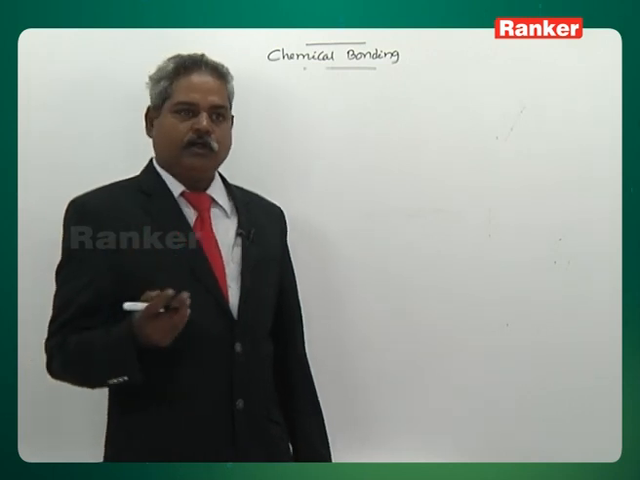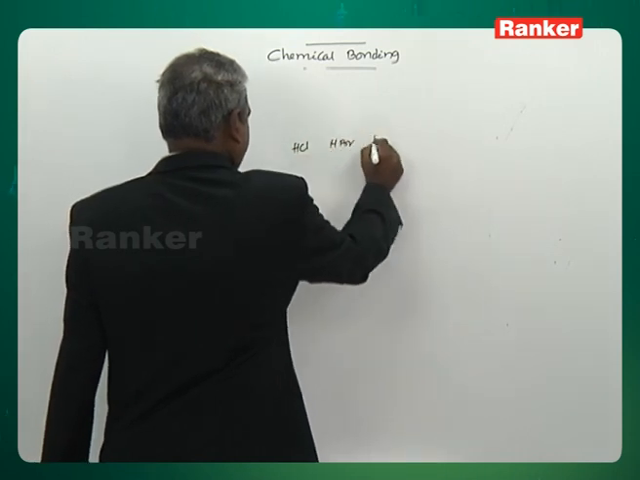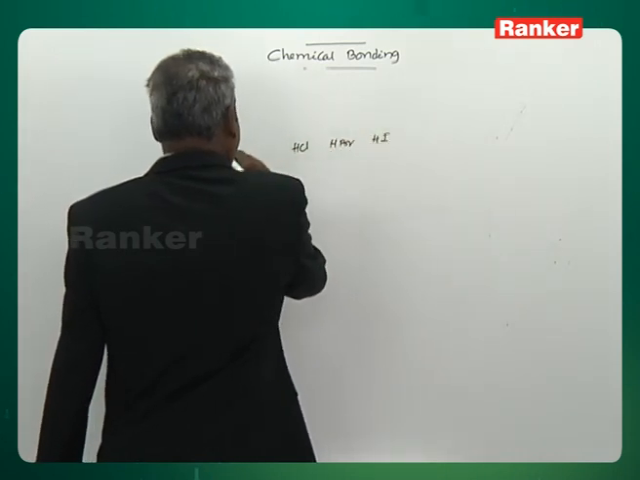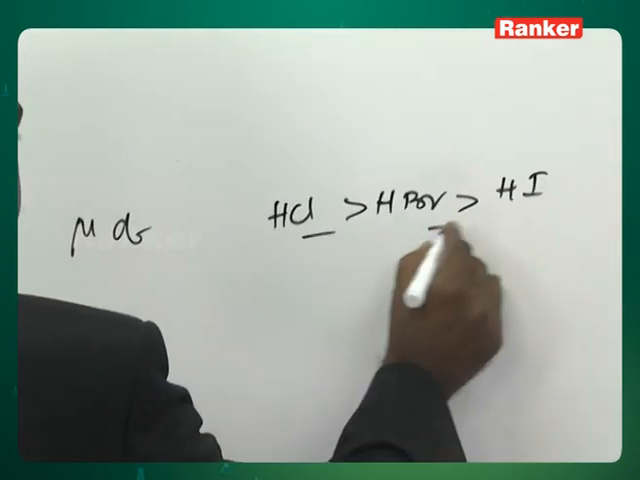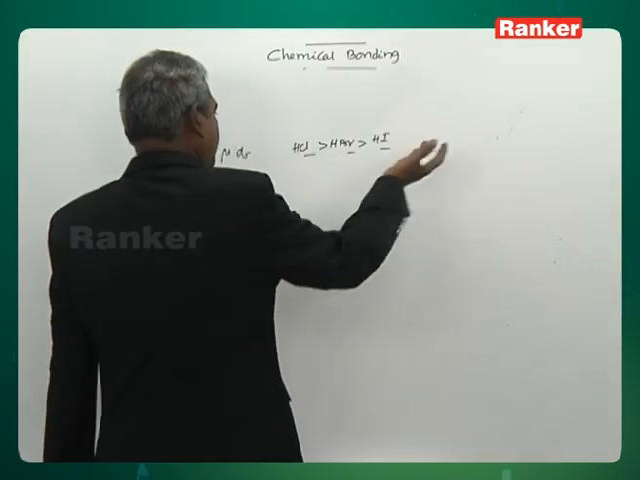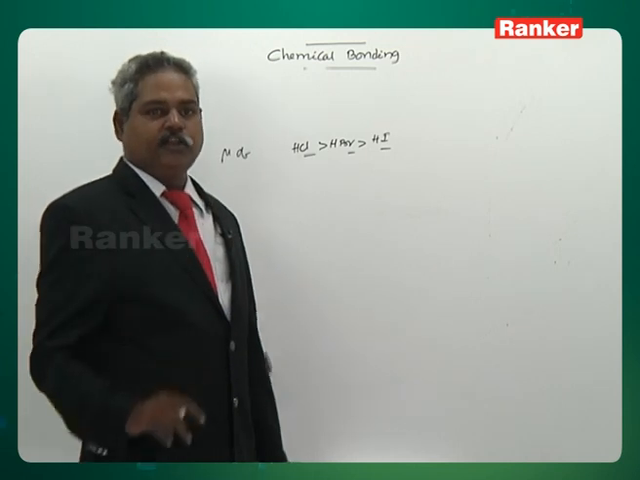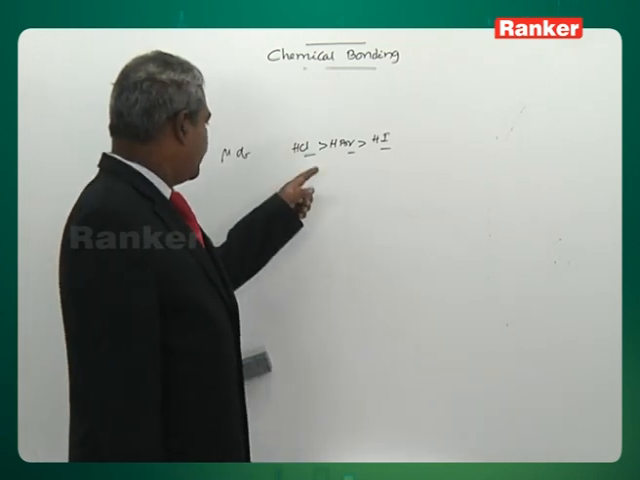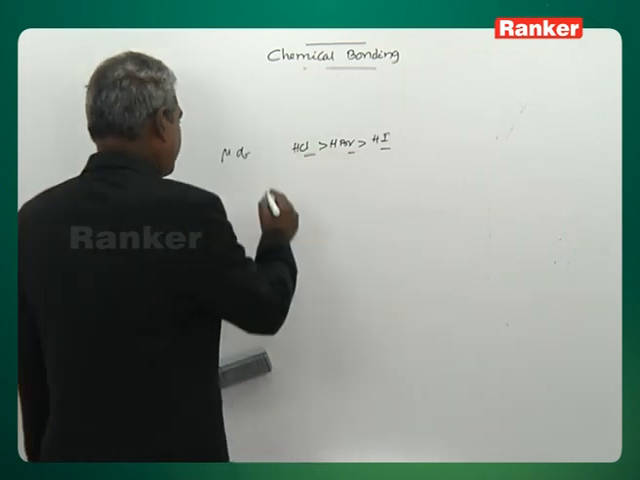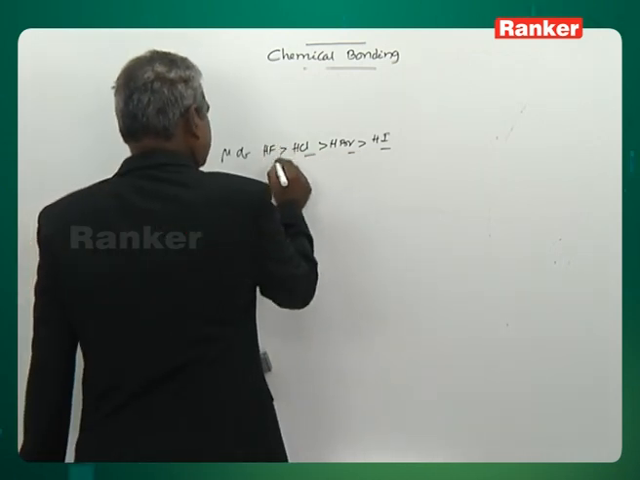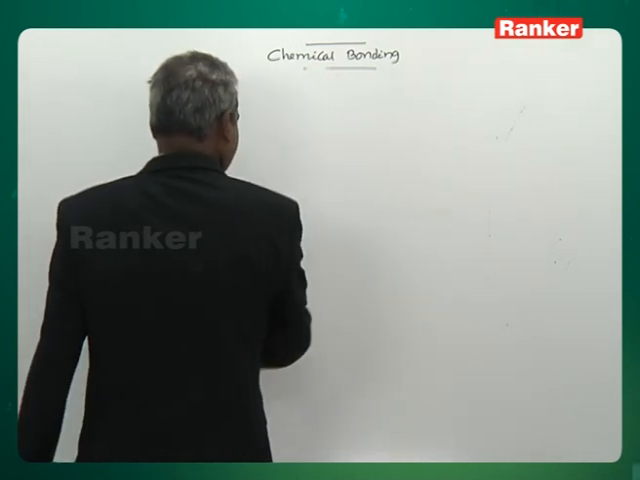Which is more polar? So, the dipole moment mu of HCl, HBr, HI. HCl is definitely greater, because chlorine is more electronegative. Greater the electronegativity difference, greater the dipole moment. Chlorine is more electronegative, therefore it holds the electrons more closely towards itself. HF is greater than HCl, like that. So, you can easily compare bonds.